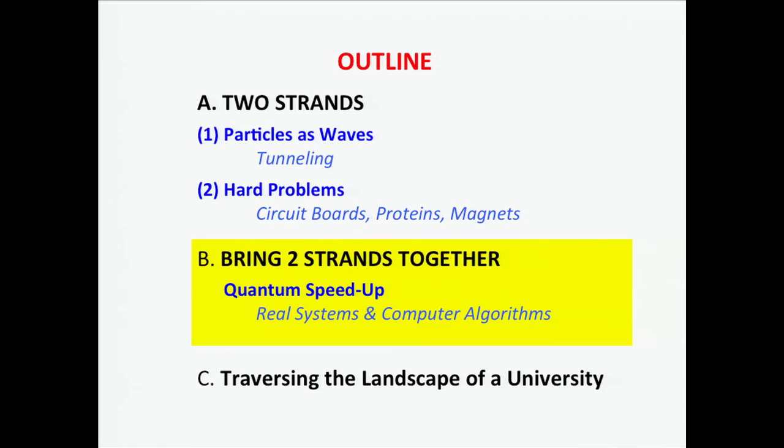Okay, so let's bring these two strands together. We talked a bit about the fact that even point particles like electrons behave as waves and can tunnel. And we talked about the kind of problems we want to solve where we have complicated configurations.